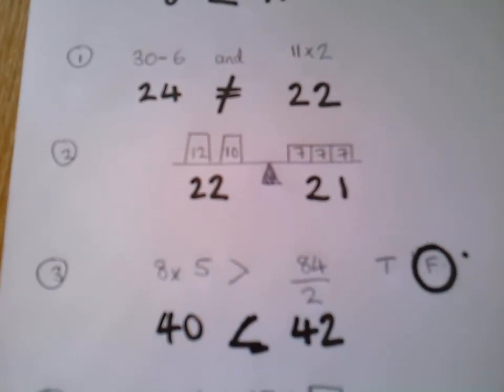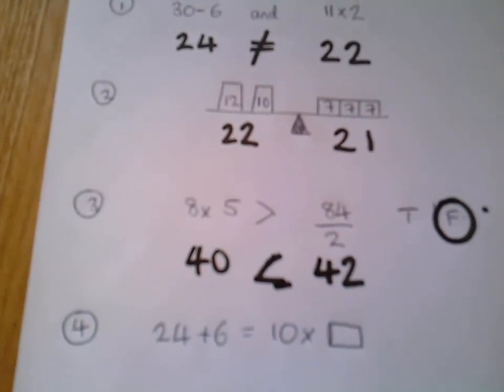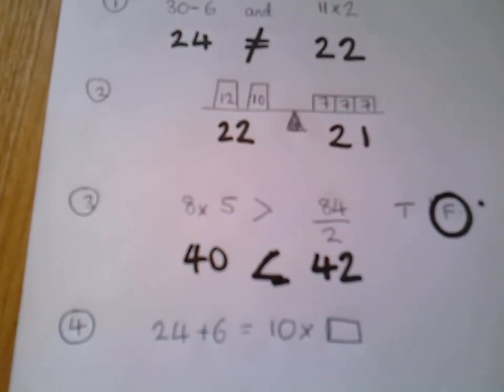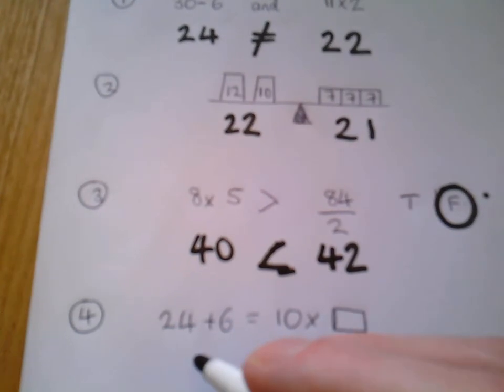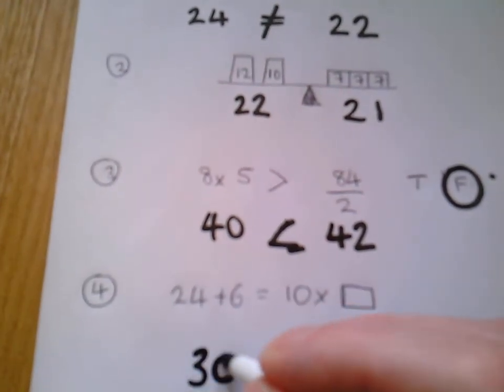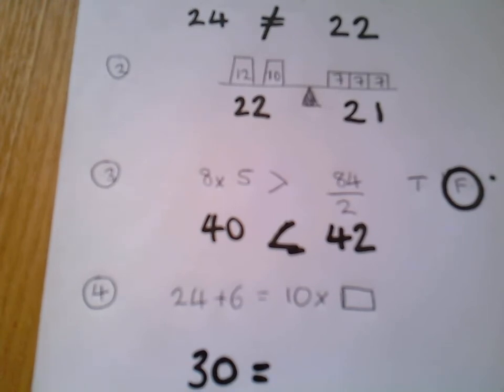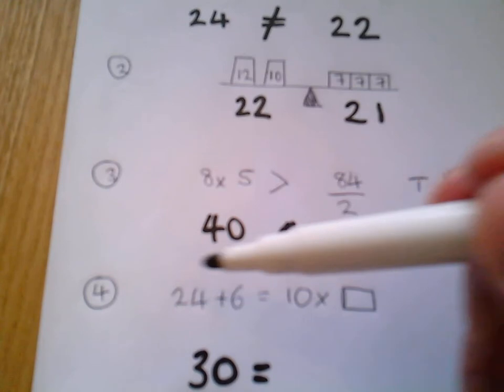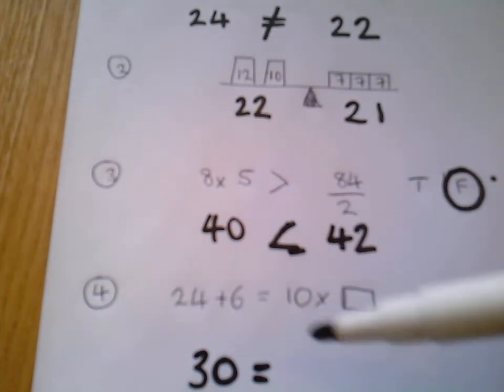For the last one, which is number 4, all I've got to do here is fill out the missing box, which will lead into the next section on solving equations in a little bit more detail. So on the left hand side I've got 24 plus 6, I've got 30 here. On the right hand side I've got 10 times something. I'm trying to work out what this box is. This box could be on the right or it could be on the left. In this case obviously it's on the right.